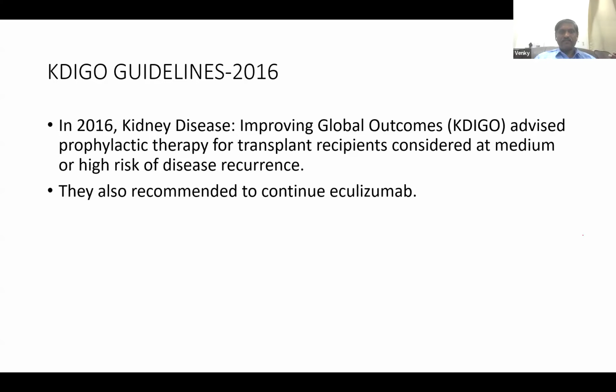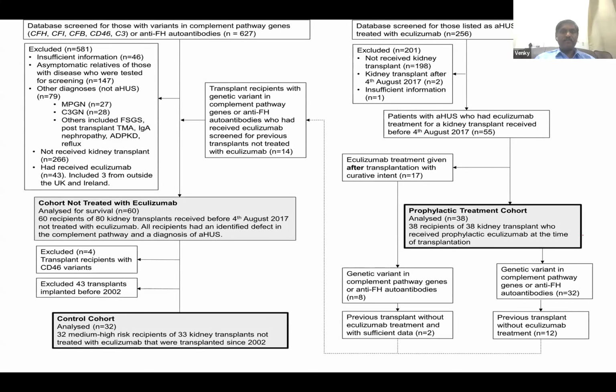These recommendations come from various clinical evidence. So this was a UK cohort study, a retrospective cohort study, which took 70 patients. Of these 70 patients, 38 were in the prophylactic treatment cohort, and 32 were in the control cohort. The prophylactic treatment cohort gets eculizumab before the transplant itself to prevent atypical HUS recurrence. 38 patients were transplanted like that. All 32 patients were transplanted without eculizumab. All these 70 patients had either a medium or high risk for atypical HUS recurrence.